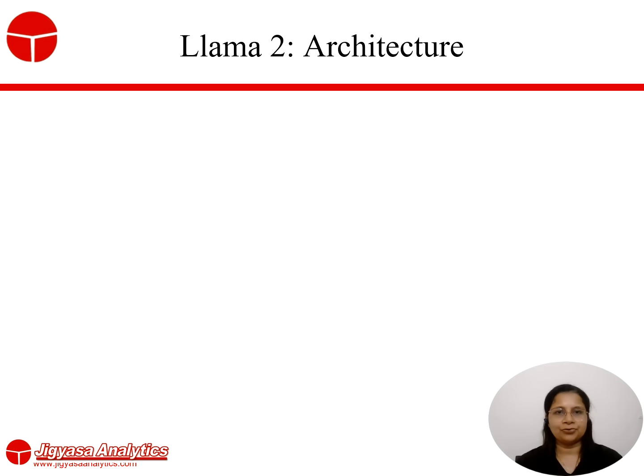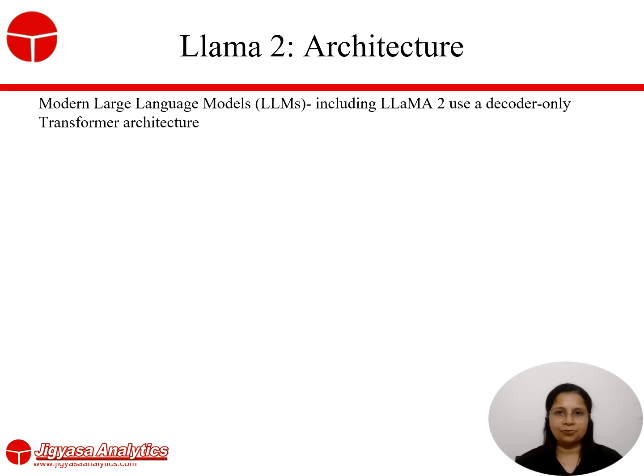Architecture of Llama 2. Modern large language models, including Llama 2, are based on the decoder-only transformer architecture. Unlike the original encoder-decoder transformer used for translation tasks, a decoder-only model focuses purely on text generation, predicting the next word one token at a time based on the previous context. Llama 2 introduces several architectural improvements to enhance performance and efficiency.